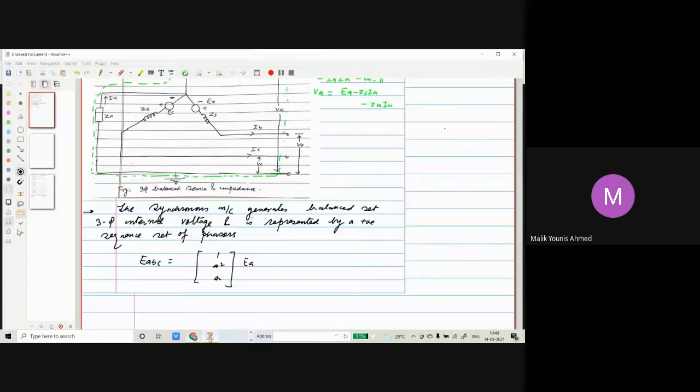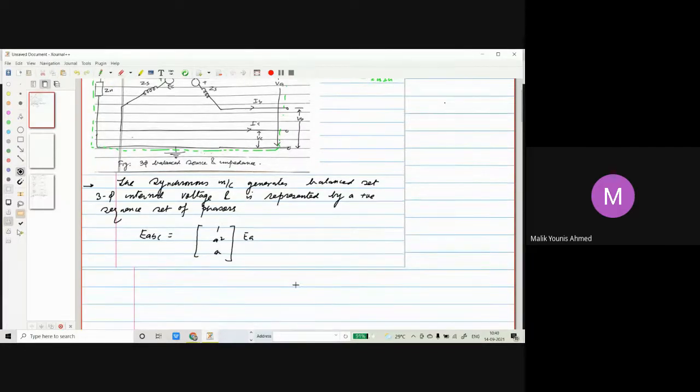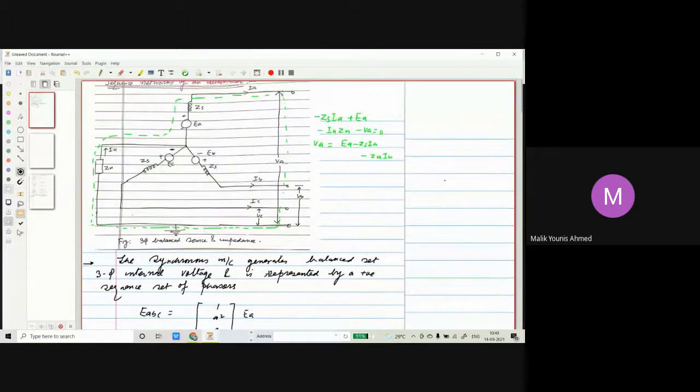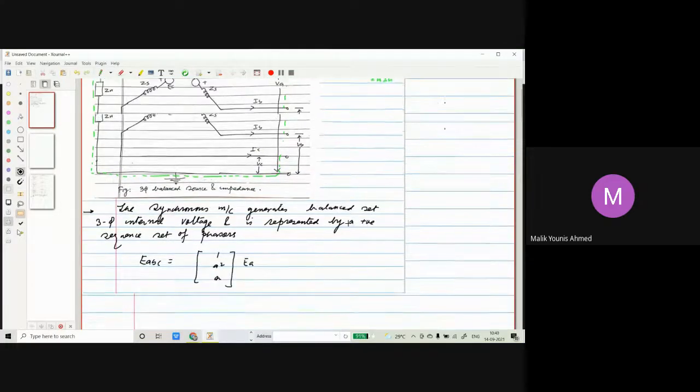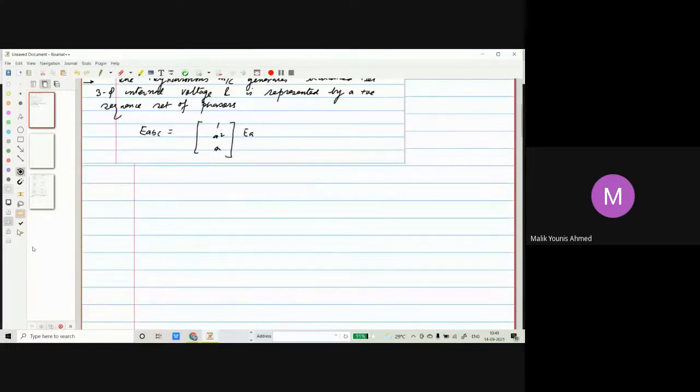Now, as we know, a synchronous machine generates a balanced set of three-phase internal voltage, and it is represented by the positive sequence. This is a positive sequence set of phasors A, B, C. Now we apply KVL to one of the phases, then we can extend the same to the other phases. So I will write that down.